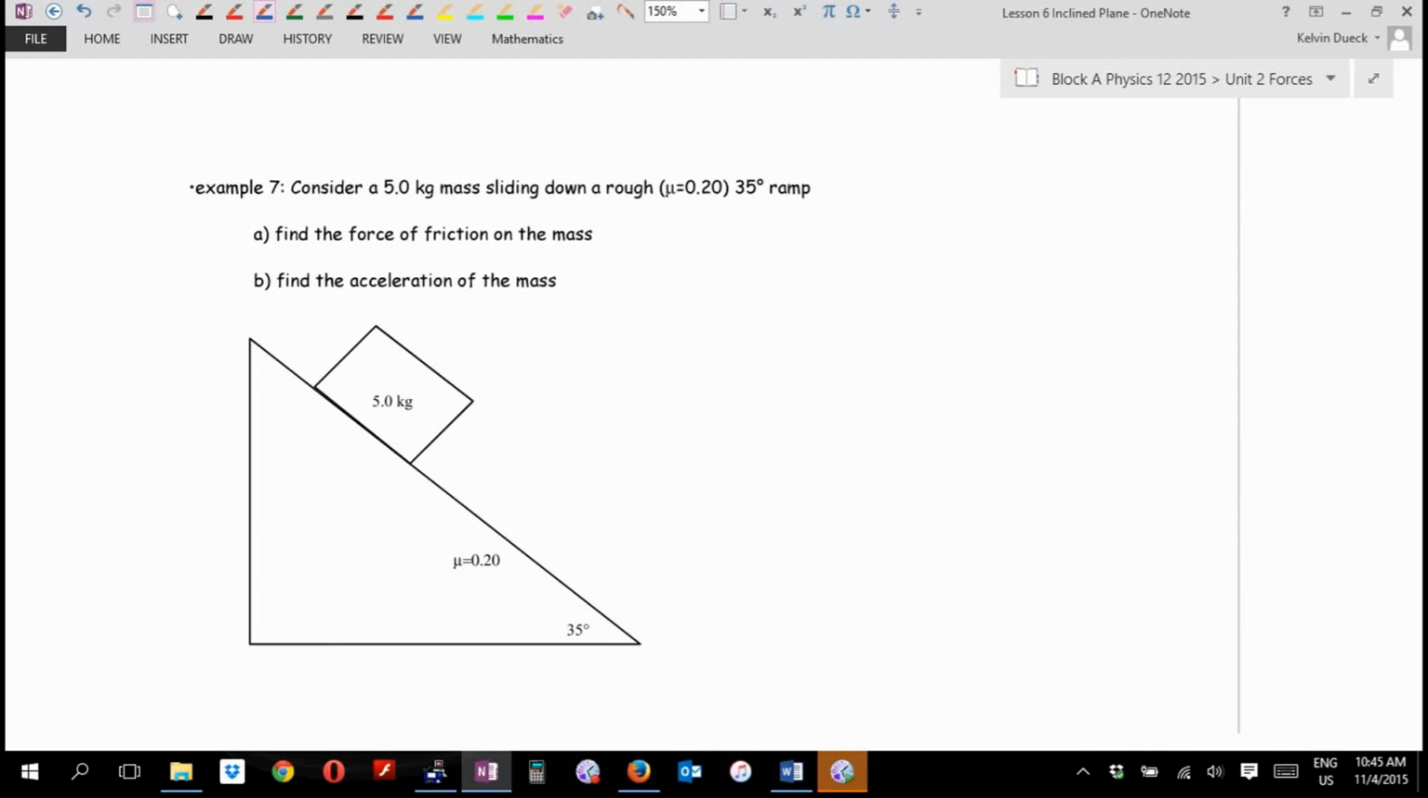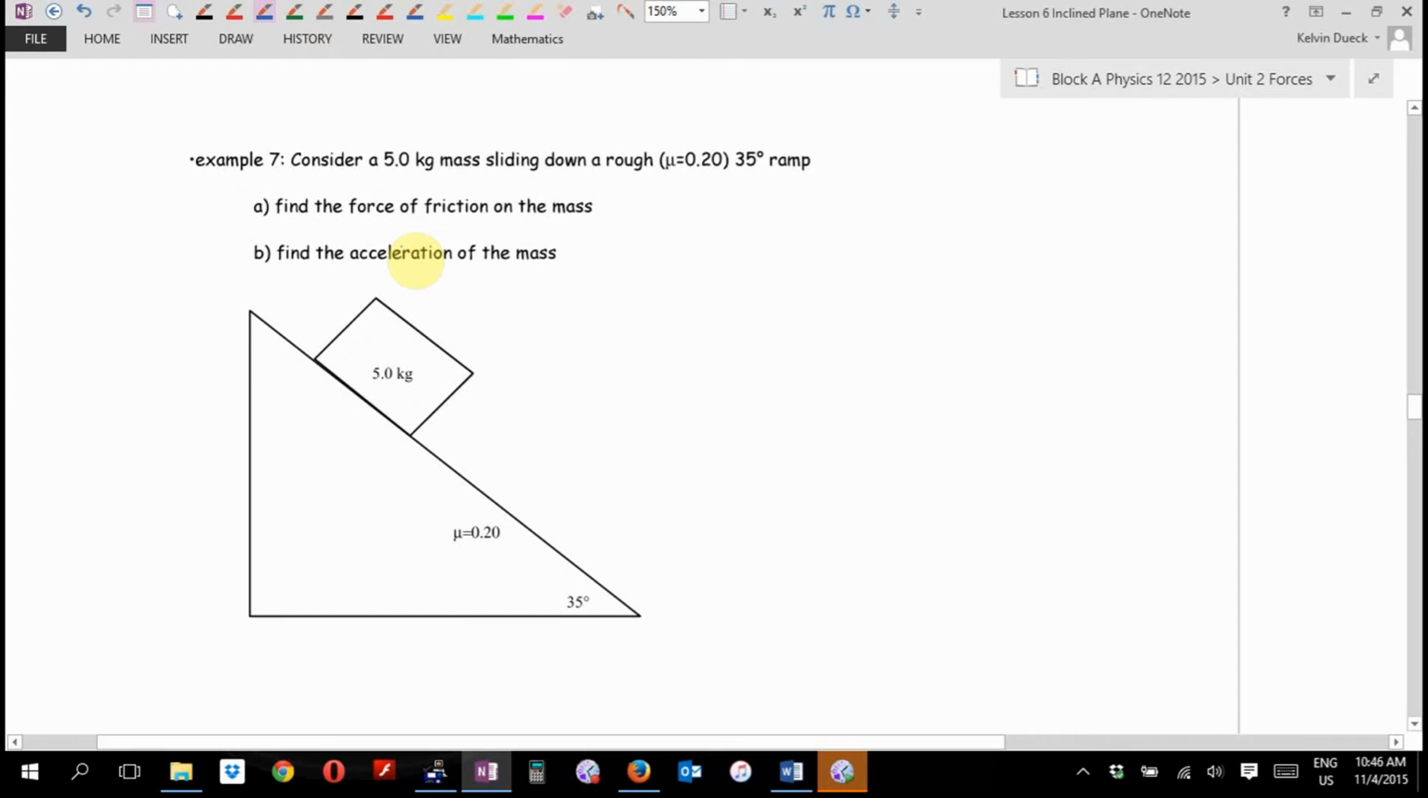Example 7 says, consider a 5-kilogram mass sliding down a rough ramp. Find the force of friction, find the acceleration. We're actually going to find the force of friction, but then we're going to pretend we haven't. We're going to find the acceleration from scratch just to show you how I would do it in one fell swoop. But how are we going to start?